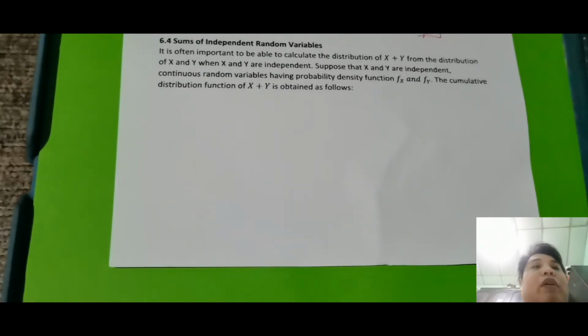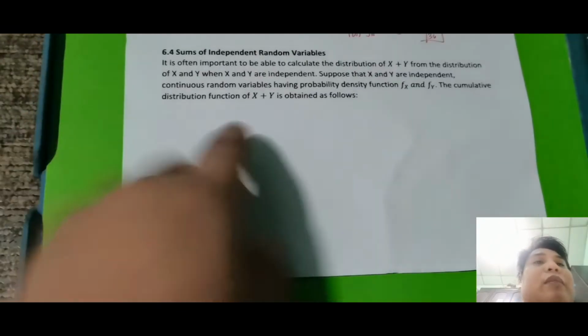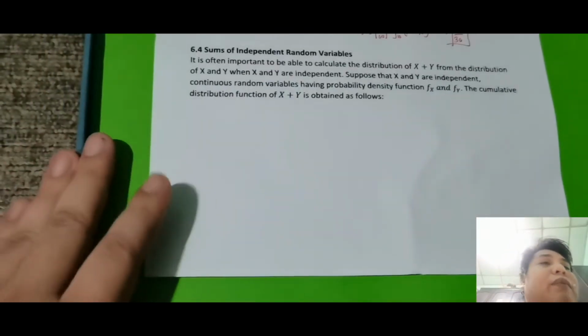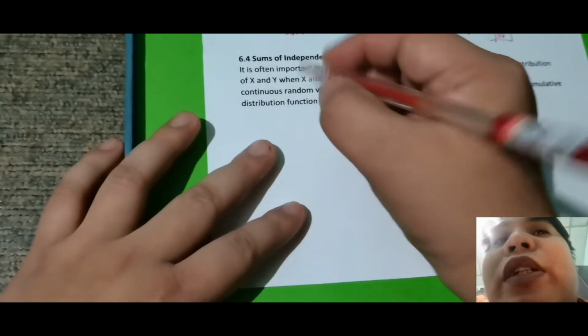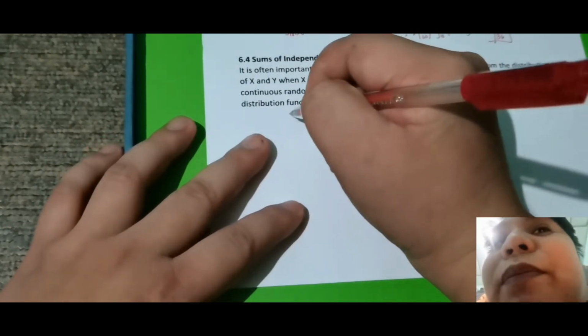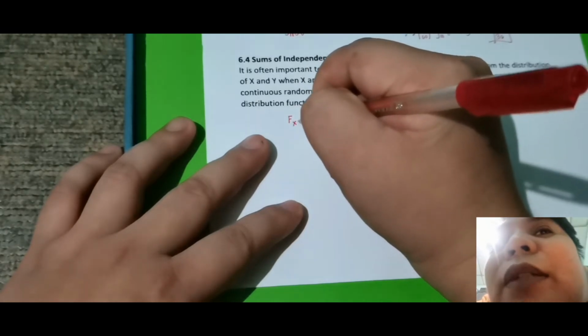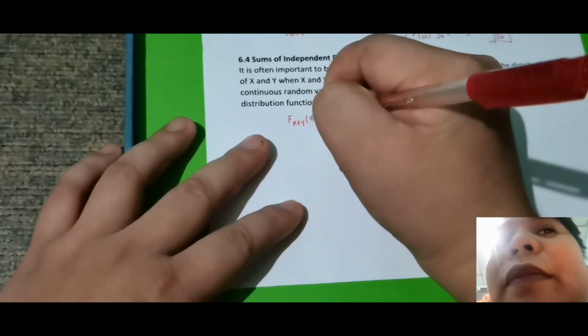Now, suppose that X and Y are independent continuous random variables having the probability density functions f sub X and f sub Y. Now, the cumulative distribution function of X plus Y is obtained as follows. Okay, so again, ang goal natin is kunin natin to. Cumulative muna, or CDF. So we start with capital F. So again, capital F sub X plus Y of a.